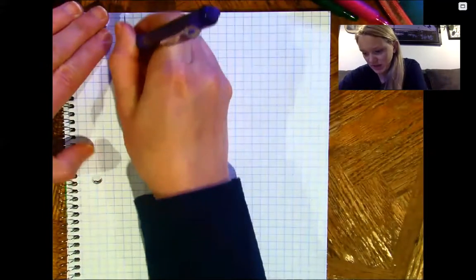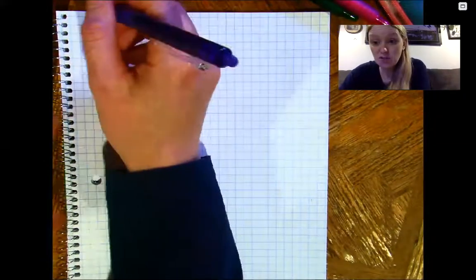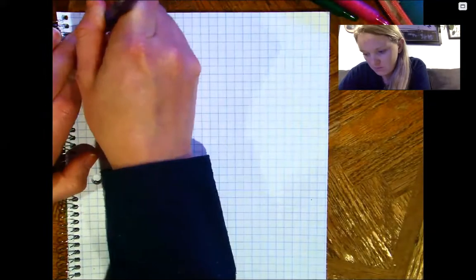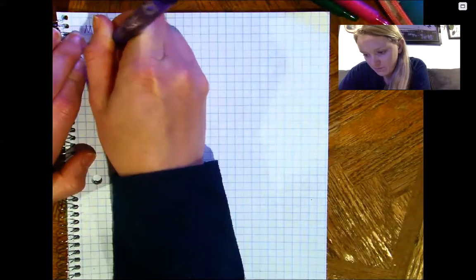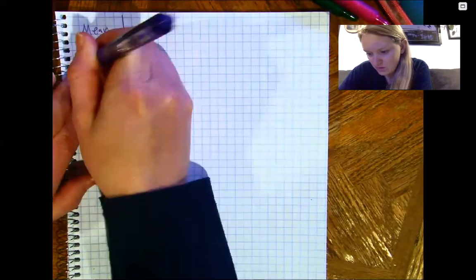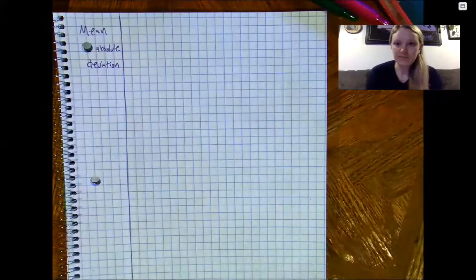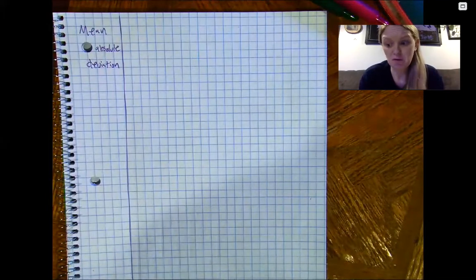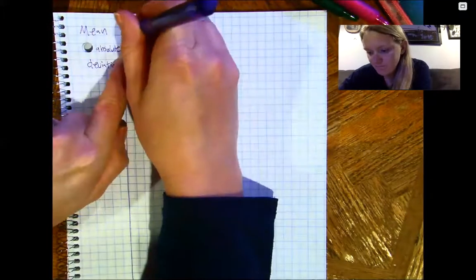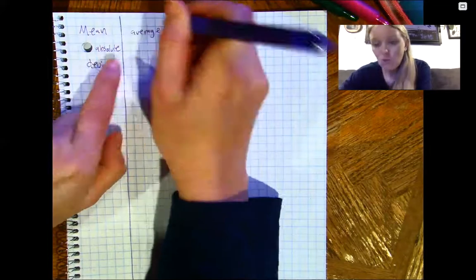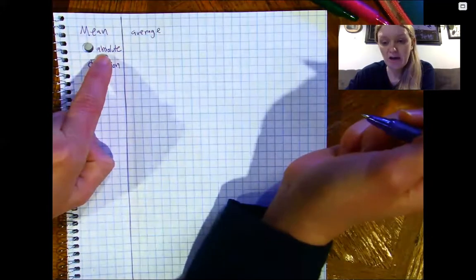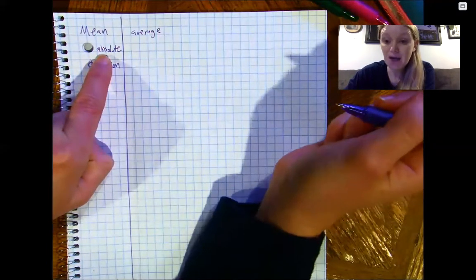All right, so it's our last little bit of data displays, and it's called mean absolute deviation. Let's try to break that apart because those are some really big words. So mean we know is average. When we absolute value something, we make it positive.